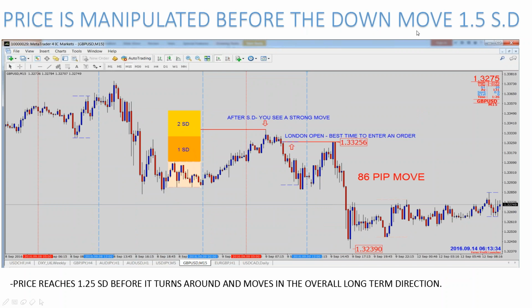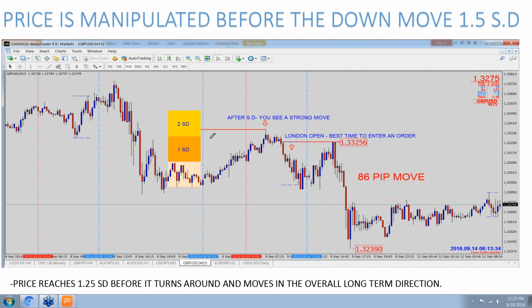So price is manipulated before the down move 1.5 standard deviation. As you can see, not quite 1.5. We're looking at more of 1.25 standard deviations. After the standard deviation, you see a strong move, reaches into that standard deviation zone. You've got your price manipulation. If you look here, after the 5 GMT candle, we're expecting bearish moves as we've already stated. We've got price being manipulated up. We're going to be looking for 1.5 to 2 standard deviations on average before London open. So then you've got London open here.